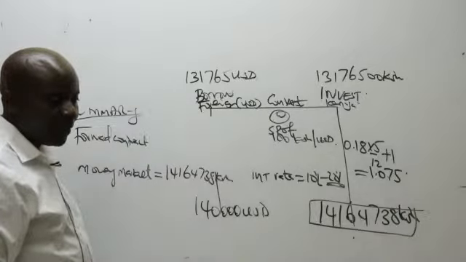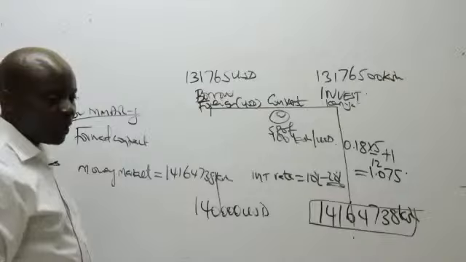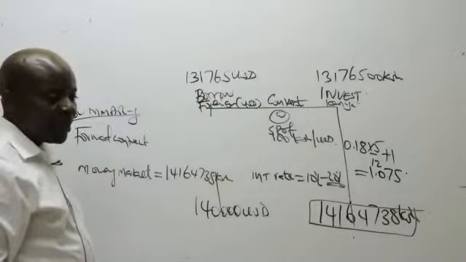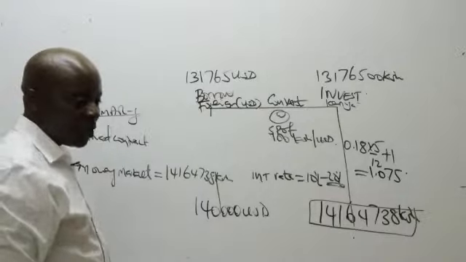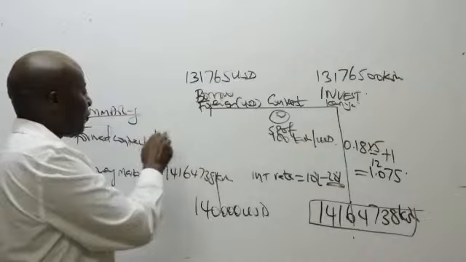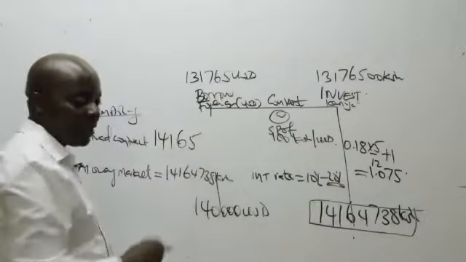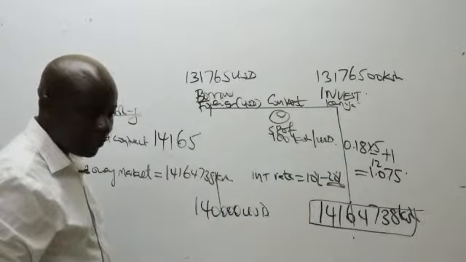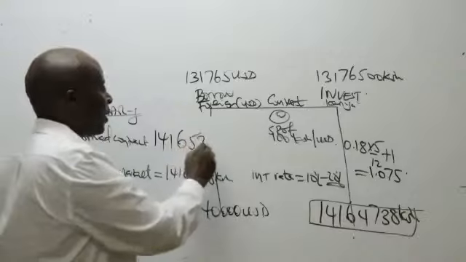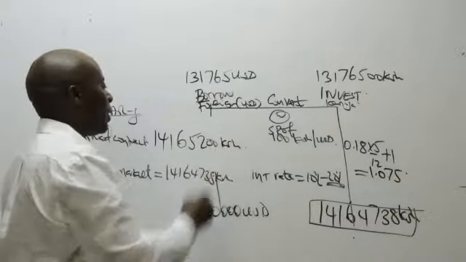Forward contract, unfortunately, I have forgotten my figure. It is 141.65, 141.65, 200 Kenya shillings like that.